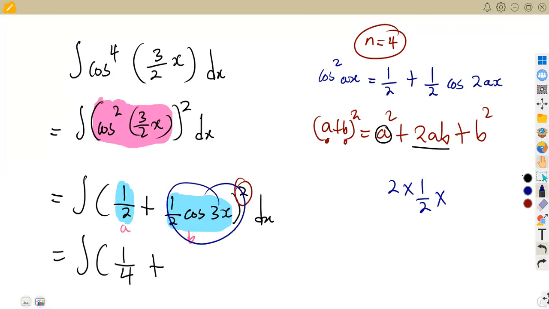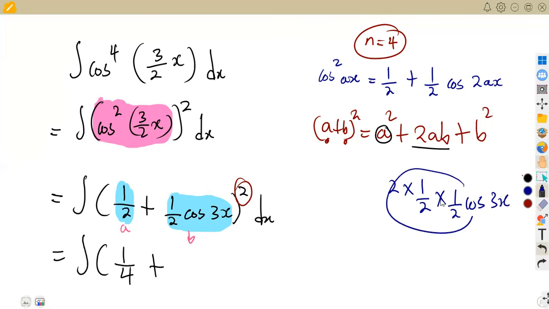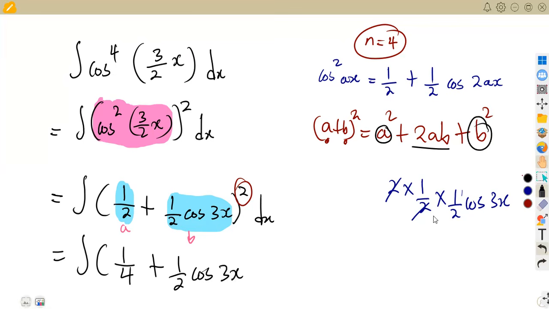times B. Remember our B there is 1 over 2 cos 3x. So multiply this on your calculator, you're going to get 1 over 2, or just cancel this, you remain with 1 over 2 cos 3x. All right, plus the last squared, meaning we're going to add the last term squared, which is 1 over 2 cos 3x squared.